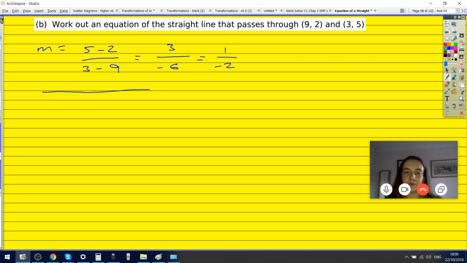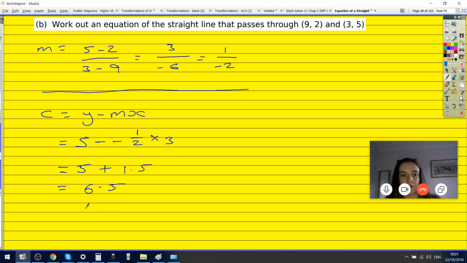And then c equals y minus mx. So then 5 minus 0.5 times 3. Oh yeah. Yeah, well done. Is 5 plus 1.5, which is 6.5. So then y equals minus half x plus 6.5. Well done.